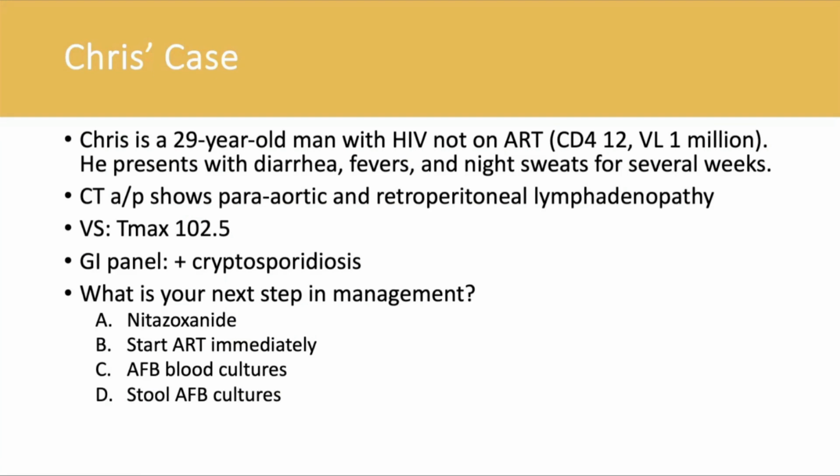Let's do Chris's case. Chris is a 29-year-old man with HIV not on ART. CD4 is 12, viral load is 1 million. He presents with diarrhea, fevers, and night sweats for several weeks. CT showed para-aortic and retroperitoneal lymphadenopathy, temperature 102.5 Fahrenheit. Crypto on the GI panel, cryptosporidiosis. What is the next step in management? Nitazoxanide, ART, AFB blood cultures, or stool AFB?